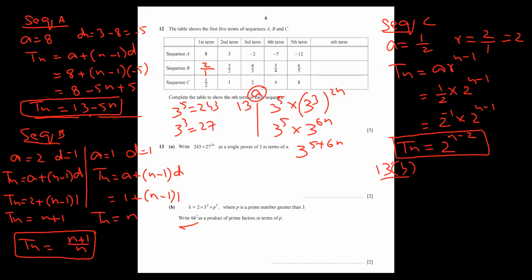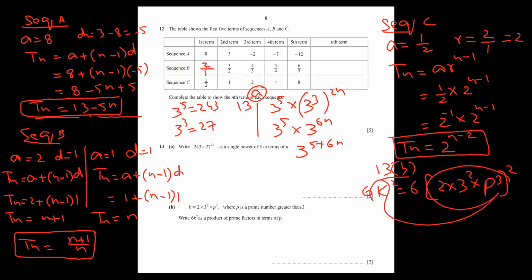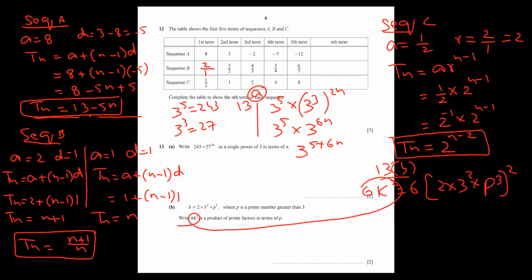He said, write 6k squared. So let's write 6k squared, and the k value, the whole thing, will come here. It means (2 times 2, 3 to the power 2, p to the power 3) squared. I got the k value from here. This 6 comes here, and this power 2 comes here as it is. He said, express 6k squared as a product of prime factors.